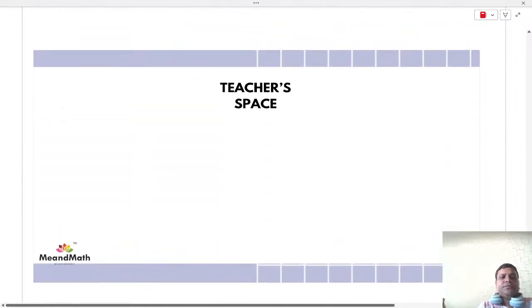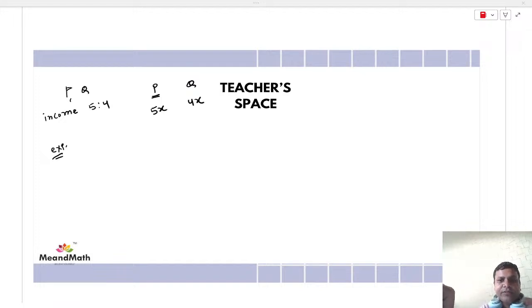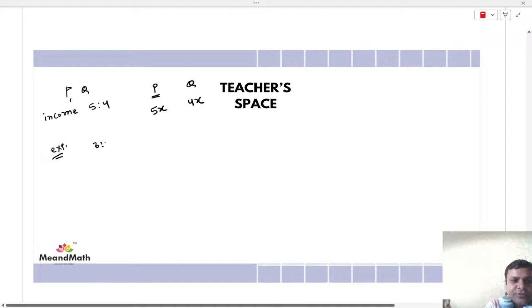So P and Q incomes are in the ratio of 5:4. Let's suppose 5x and 4x are the incomes here. The next is expenditure. Expenditure is given as 3:2. Now x we have already taken, so we have to write y here: 3y and 2y.